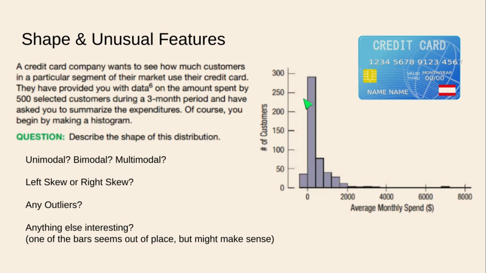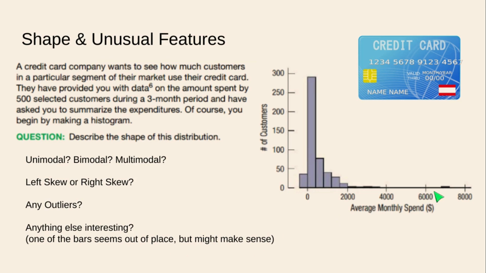The vast majority of the data are down here, but there is a bit of a tail on the right-hand side. Now, mind you, I'm just talking about the bulk of the data. I'm not talking about these outliers. These may be outliers. That is definitely an outlier, okay? Speaking of outliers, are there any outliers? Yes, there are absolutely some outliers. This is an outlier right here. With money, outliers are almost guaranteed, okay? Anything else interesting that we're seeing? One of the bars seems out of place, but might make sense.